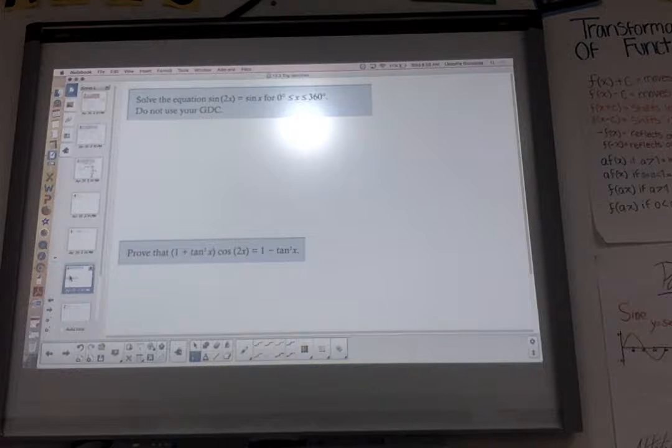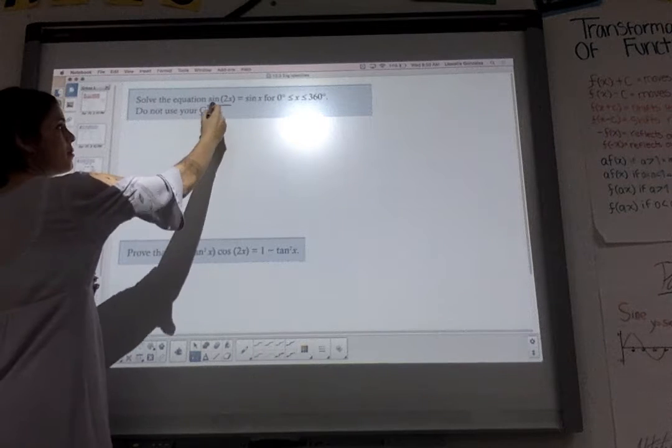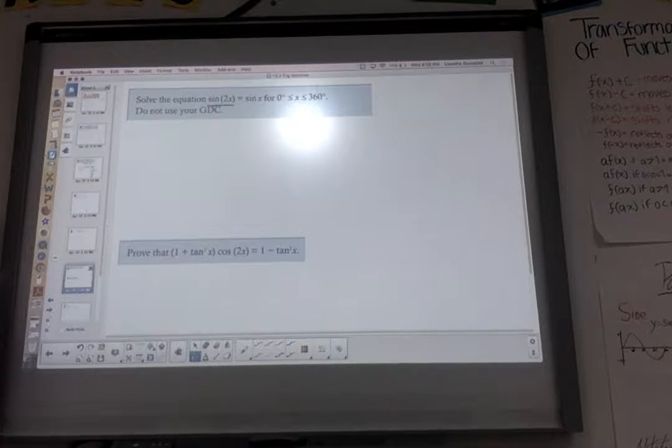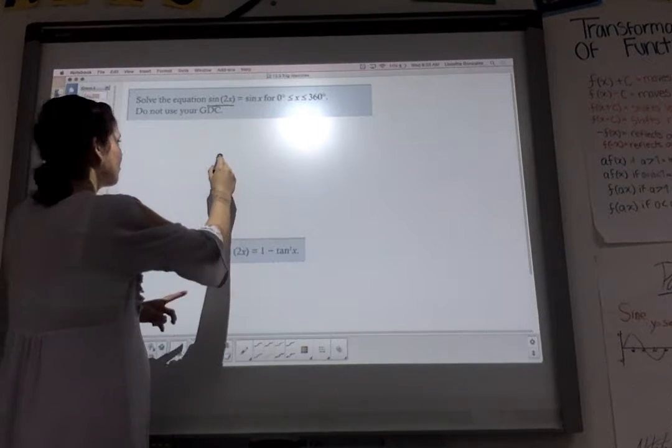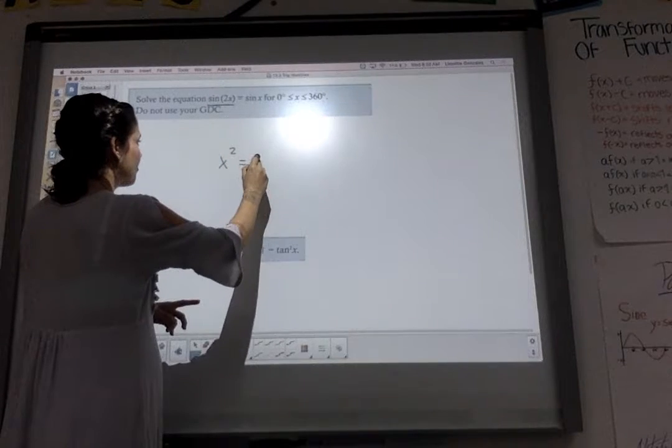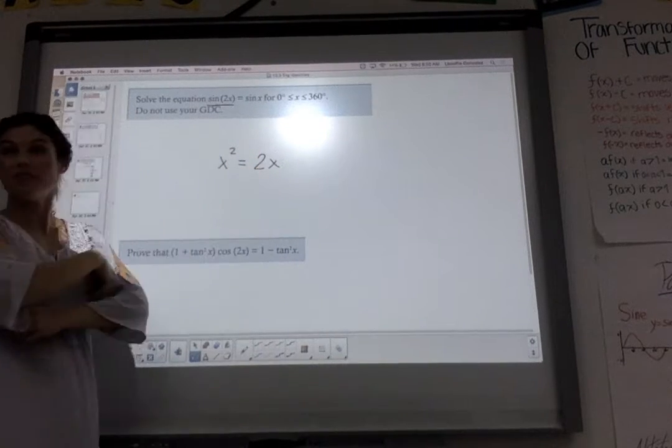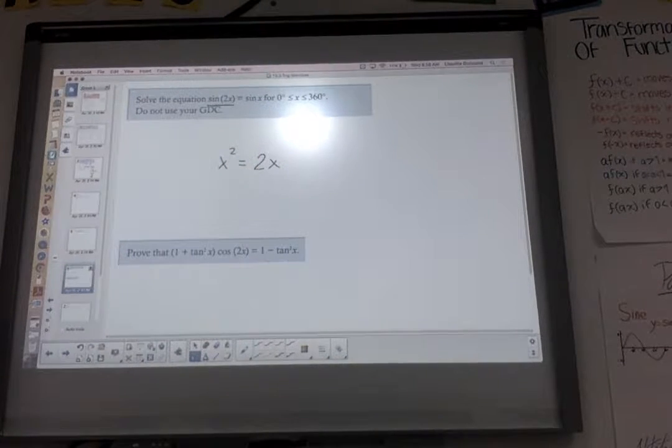These are a little different because you're not just gonna use the double angle formula right here. Why not? Well, actually, yes, you do. How do you solve this? Square root of 2x.